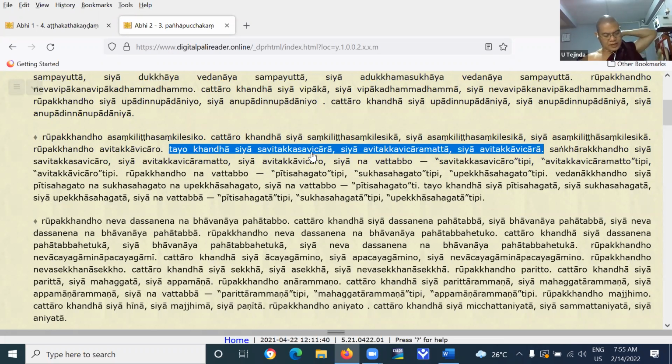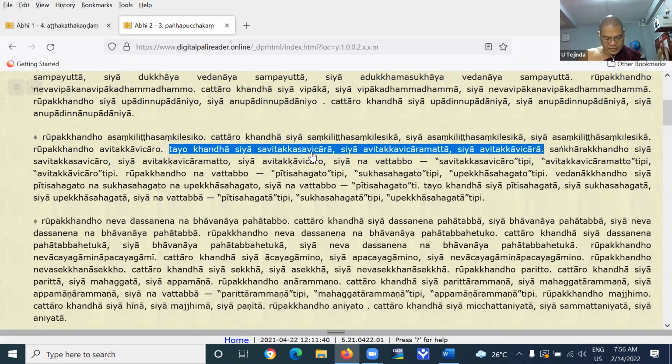Oh yes, Vijnana Khanda. The 55 Savitaka Savichara Chetas belong to Vijnana Khanda. The Vedana and Sanya, together with the Vitaka and Vichara, also belong to Vedana, Sanya and Vijnana Khanda, three Khanda. Then see here.